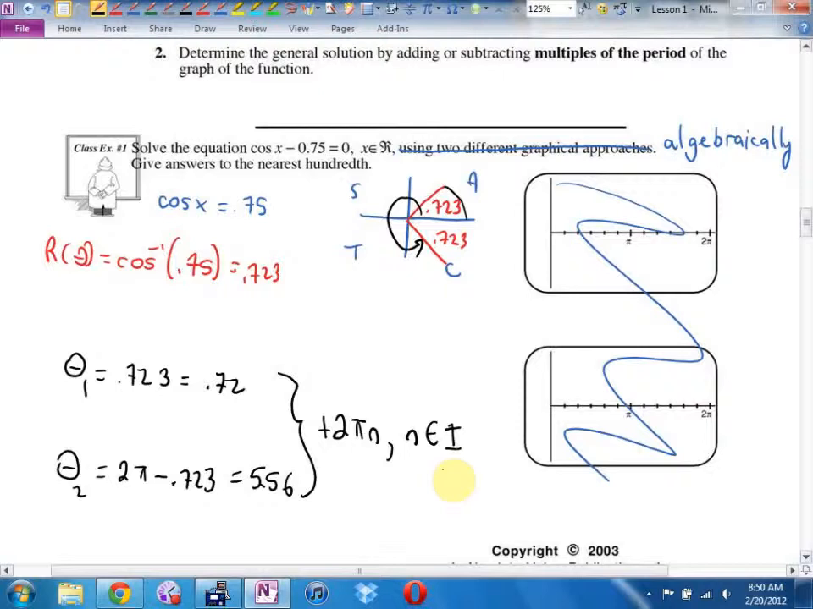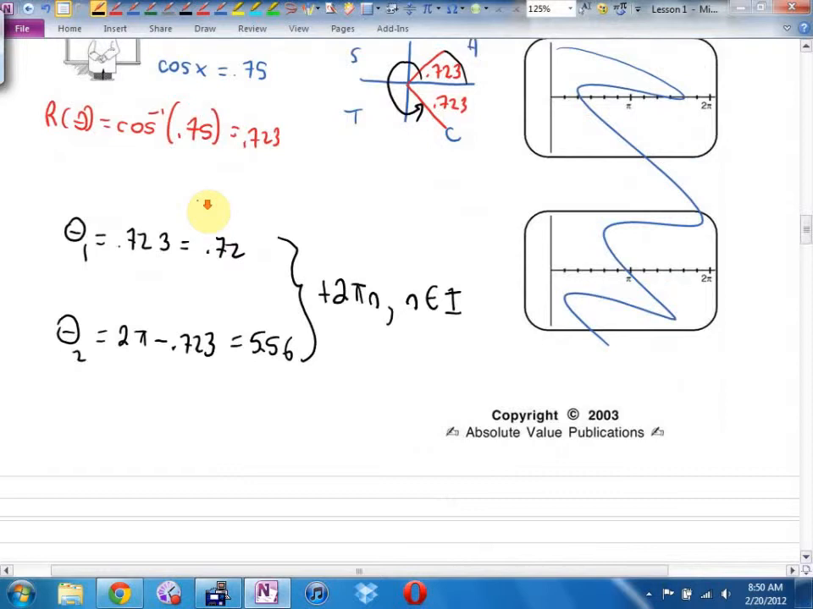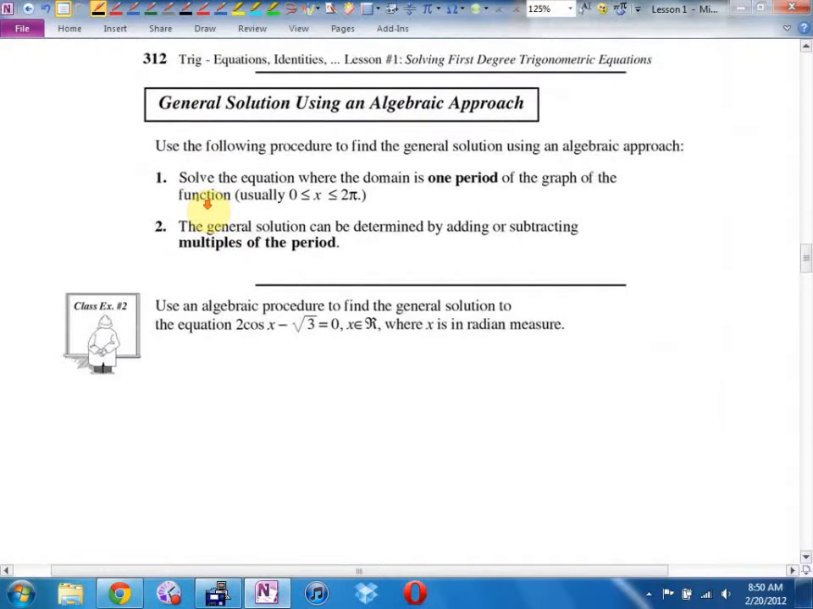We're saying, oh, you want to list them all? Fine. It's going to be over 2 pi. Trevor, as long as there's nothing in front of the x here that would change the period, which is going to be another lesson. Turn the page. Page 312.